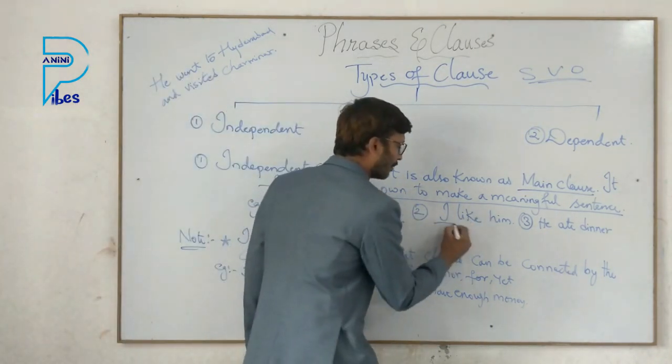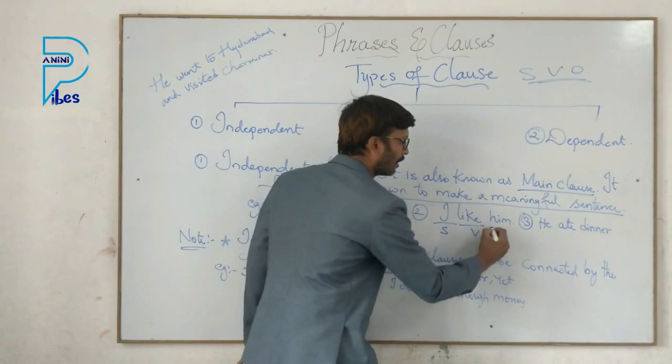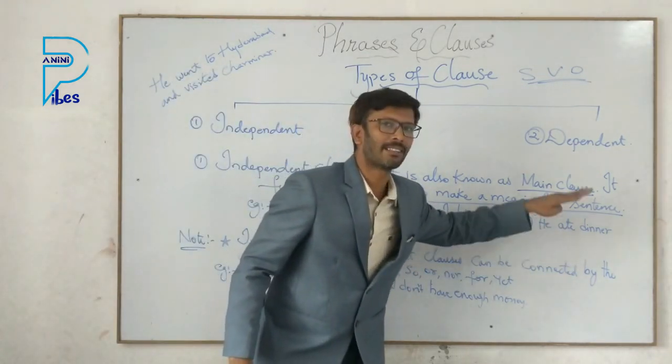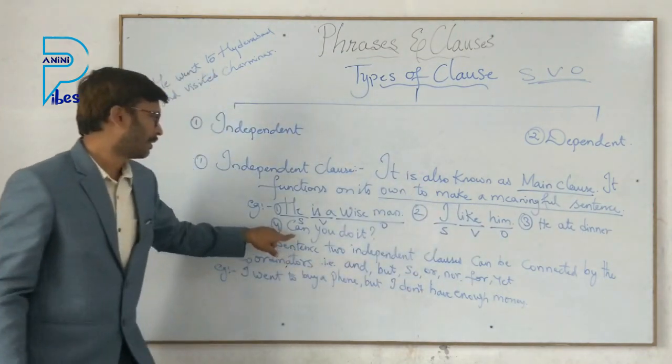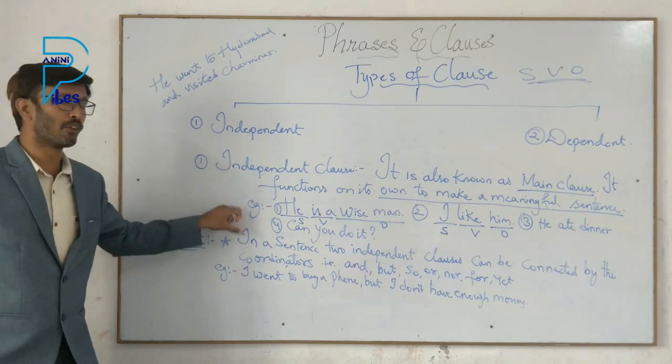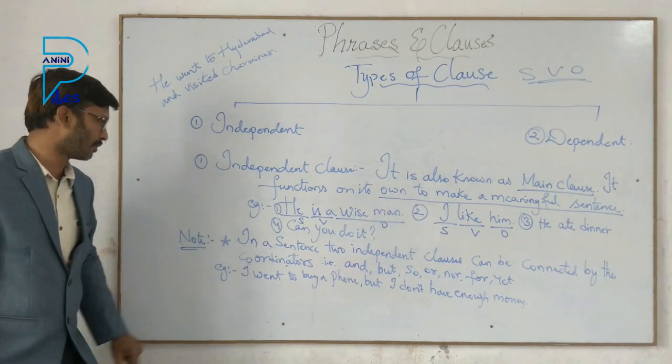I like him. I is the subject, like is the verb, and him is the object. In the same manner, he ate dinner. Can you do it? So these are a few examples of independent clauses.